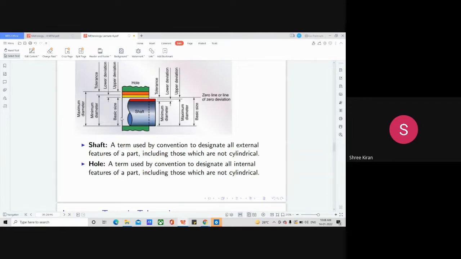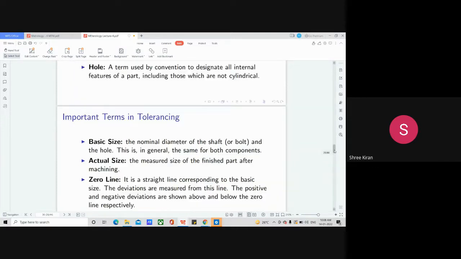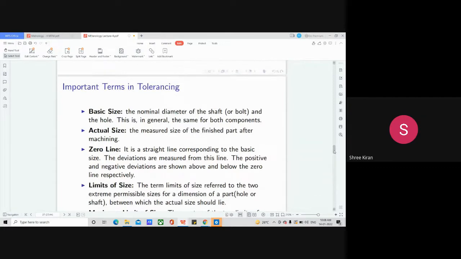So here we have only the basic size. So it is a finished part. Always for the finished part we can say the actual size. That is the part which is produced as per the requirement: the measured size of the finished part after machining, after every process is over.